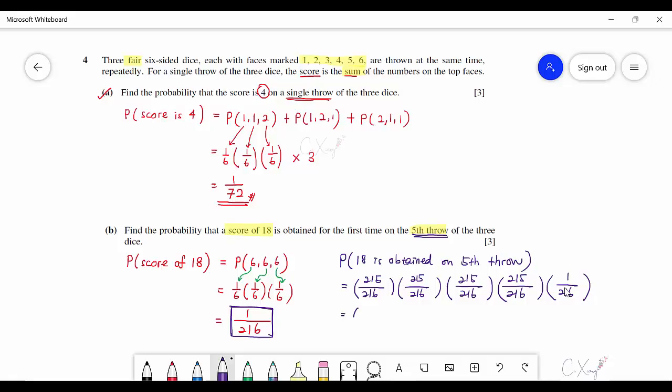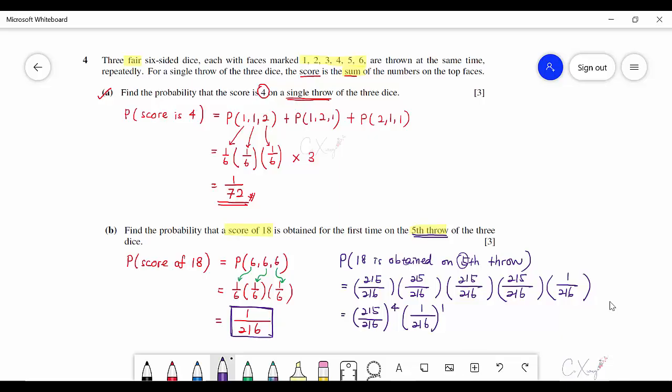Therefore, if let's say you don't want to list out your steps like this for every single throw, then you can use the concept of geometric progression, which is Q power n minus 1. So n minus 1 is 4. Your n is 5 here. And then 1 over 216, this is P power 1.